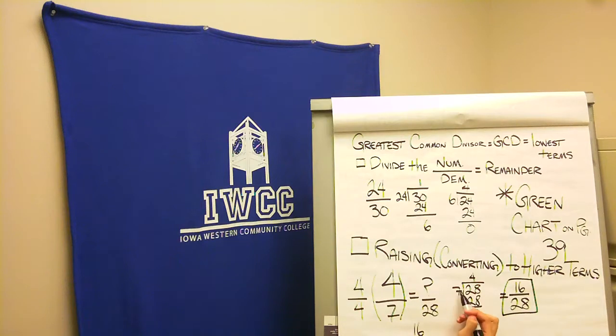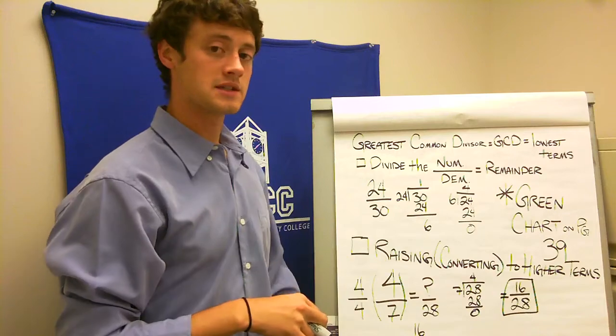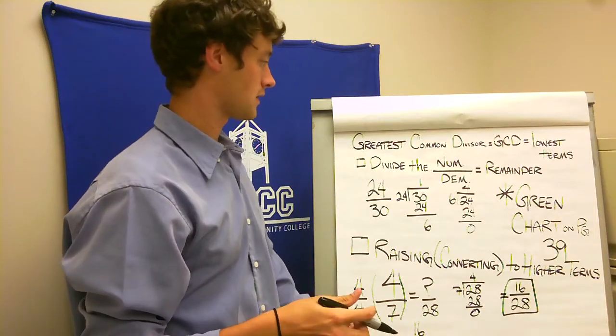And how did I know that? Well, I did 28 divided by 7 is 4, and I have no more remainders, and so I know that's going to be my greatest common divisor or denominator.